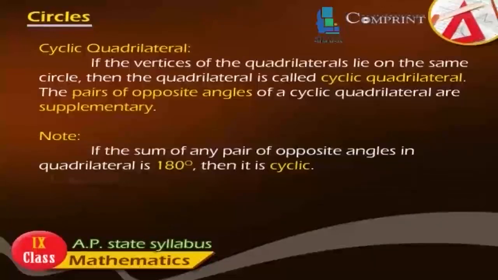Cyclic quadrilateral. If the vertices of a quadrilateral lie on the same circle, then the quadrilateral is called a cyclic quadrilateral. The pair of opposite angles of a cyclic quadrilateral are supplementary. Note, if the sum of any pair of opposite angles in a quadrilateral is 180 degrees, then it is cyclic.